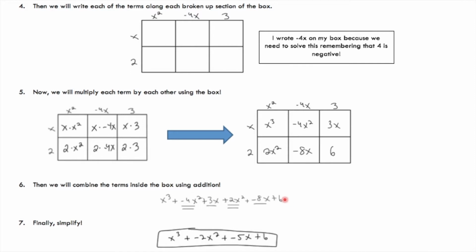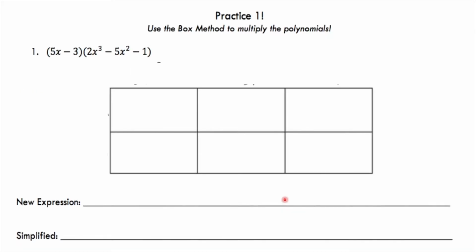All right, my friends, we're going to go and do a full example that's going to maybe make a little bit more sense than these broken down pieces. So this first round, we're going to use the box method to multiply the polynomials. I have a binomial of 5x minus 3 and a trinomial of 2x cubed minus 5x squared minus 1.